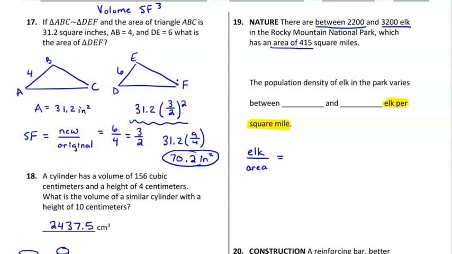So that means it's going to be somewhere between 2,200 elk over 415 to 3,200 elk in that same area. And then go ahead and just divide these out. So 2200 divided by 415 is 5.3. And then 3200 divided by 415 is 7.71. And I rounded these, by the way. So 5.3 and 7.71.